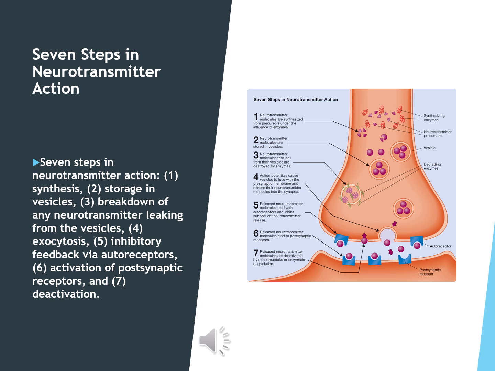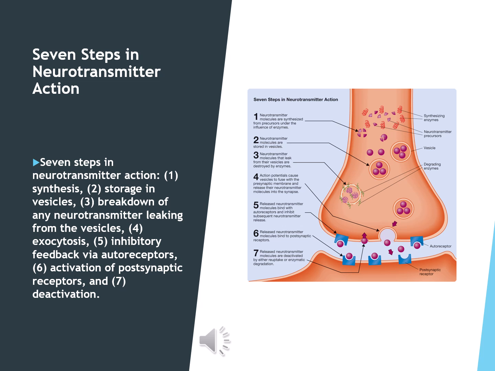The first one is that neurotransmitter molecules are synthesized from precursors under the influence of enzymes. The synthesizing enzymes, which are illustrated like springs, act on neurotransmitter precursors, which look like quarter spheres. The enzymes convert the precursors to neurotransmitters, which are illustrated as spheres. The second one is that neurotransmitter molecules are stored in vesicles. The vesicle is also spherical with an outer membrane, and each is seen to contain 3 neurotransmitters.